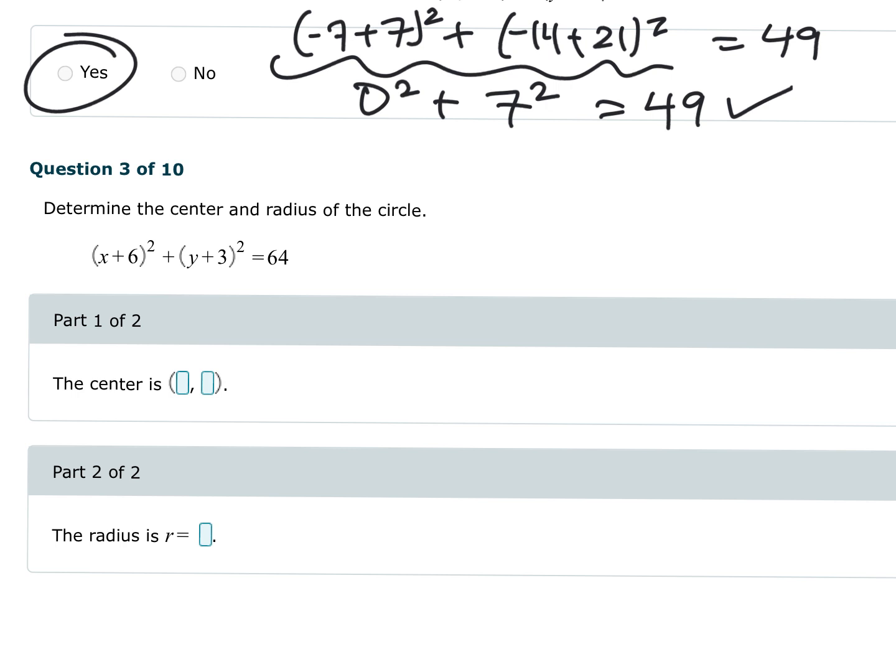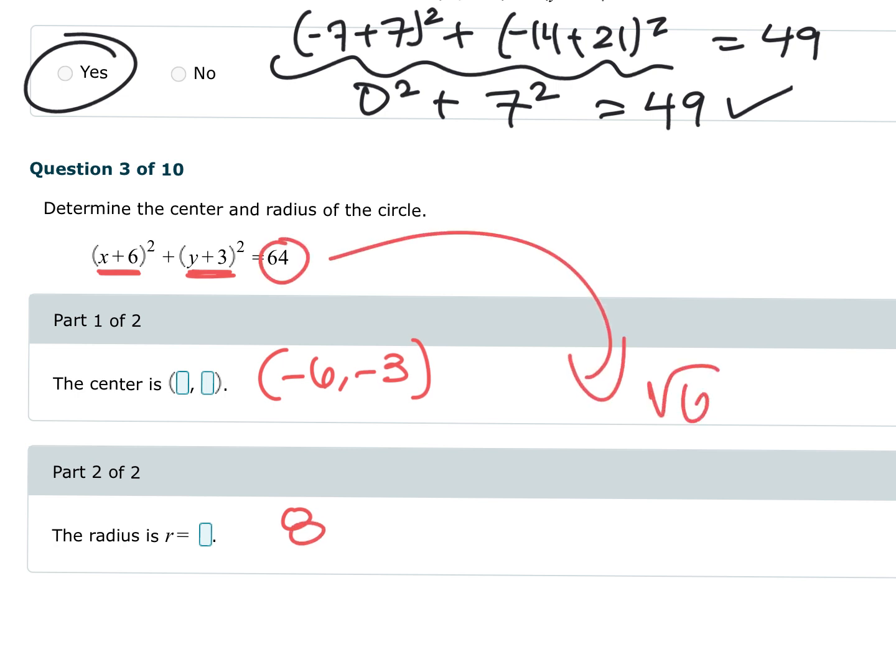All right, so the center is going to be, change the sign. Did you get negative 6 comma negative 3? Good. Okay, the radius would be what? Good, perfect. Okay, you always just take the square root of that number to get the radius. So the square root of 64 is 8.